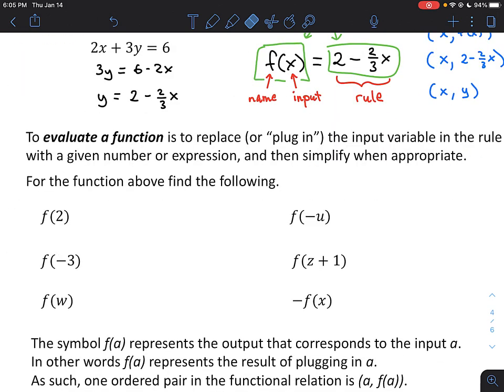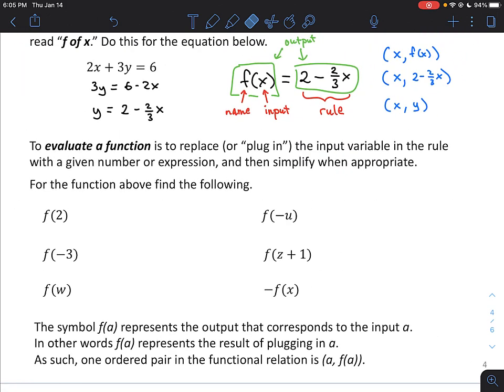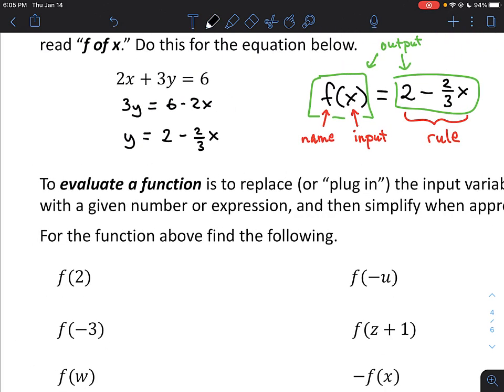To evaluate a function is to replace, or the word plug in, the input variable in the rule with a given number or expression, and then simplify when appropriate. This function right here is what we're referring to. So for that function, find f of 2. So we take our rule. If I change this x to a 2, then I change that x to a 2, and then I do this calculation.